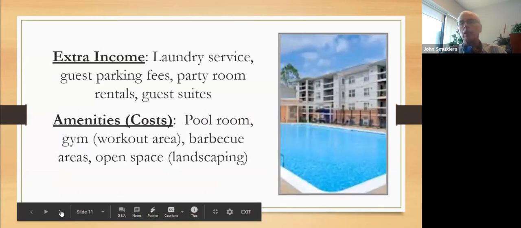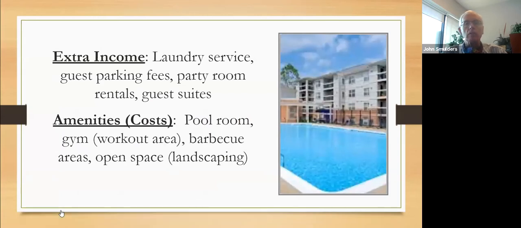Extra income in multi-residentials, okay? Does it have laundry service? Even in a sixplex sometimes, or even in a fourplex, I've seen it. There's a washer and dryer in the basement, a coin washer and dryer. And that coin washer and dryer can, believe it or not, be a substantial source of income for the owner or the landlord, whoever it is.